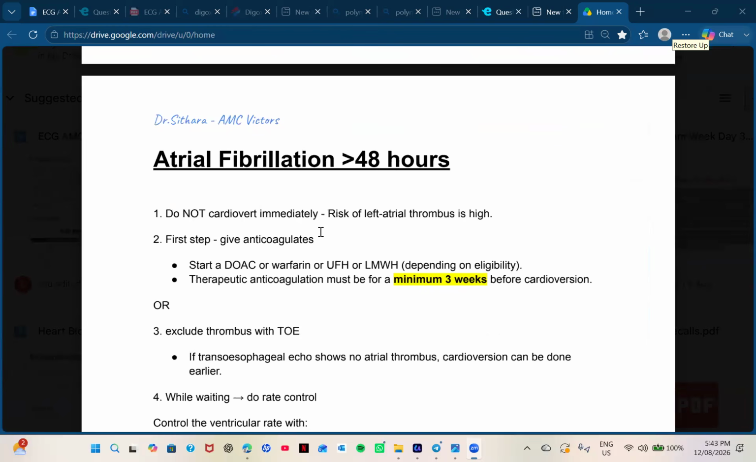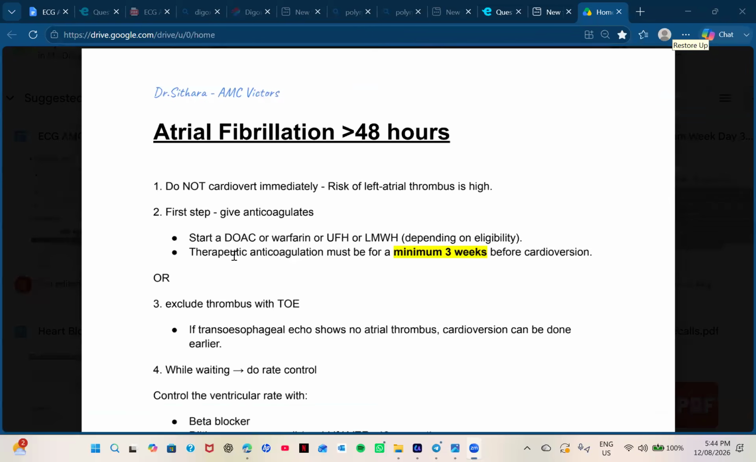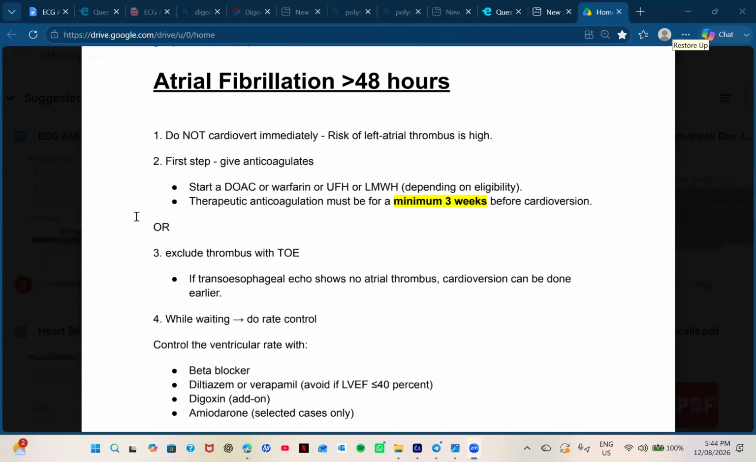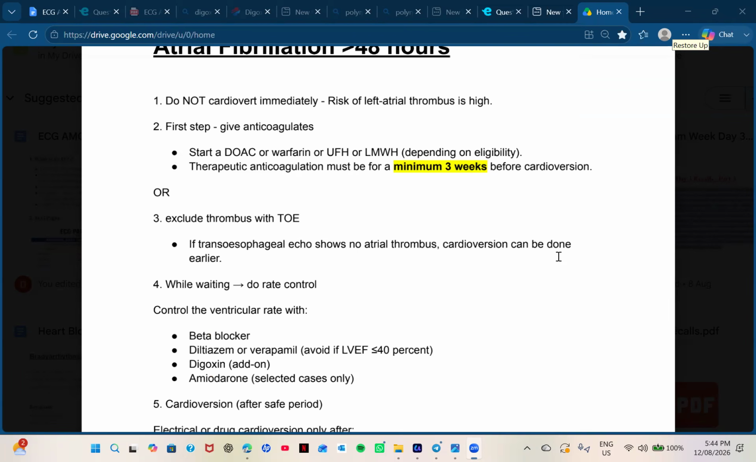Do not cardiovert immediately if it is more than 48 hours. The risk of left atrial thrombosis is high. First step, give anticoagulation. Start DOAC or warfarin or unfractionated heparin or low molecular weight heparin depending on eligibility. Therapeutic anticoagulation must be for a minimum of 3 weeks before cardioversion. Or we have two options: you can exclude thrombus with transesophageal echocardiogram. If the transesophageal echo shows no atrial thrombus, cardioversion can be done earlier, right?